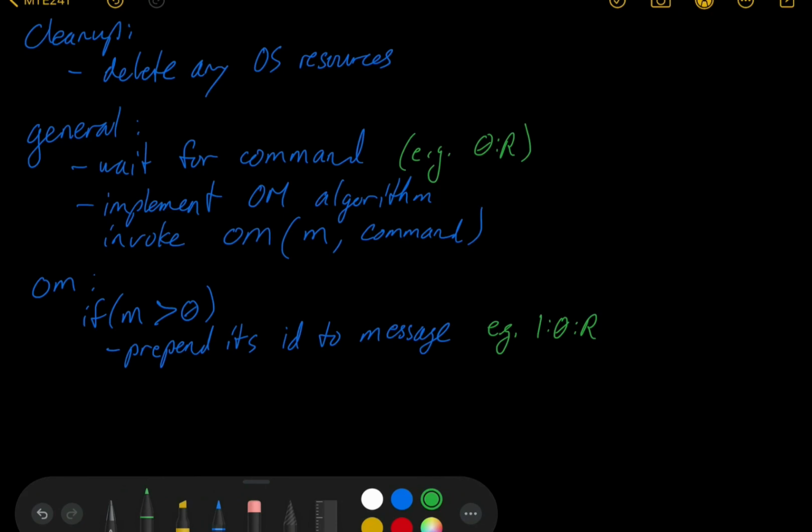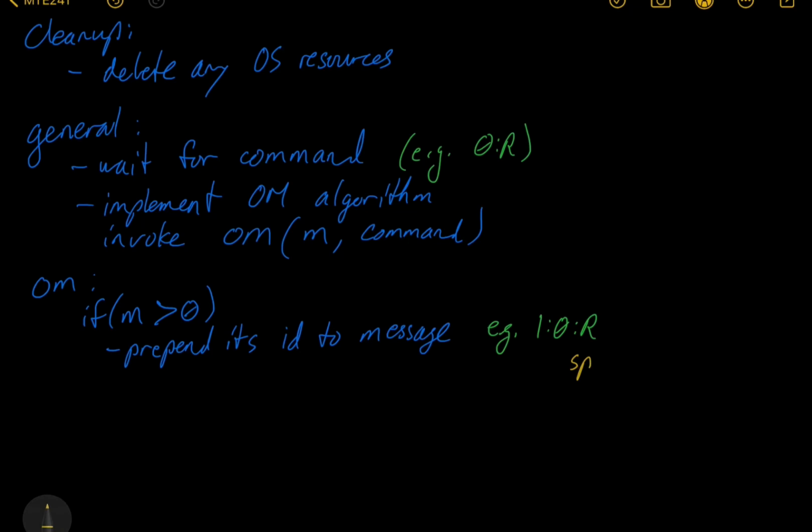And I'll just give another tip here. You can use a function called sprintf. It's like printf, but it's for printing to a string. The first parameter is the string that you want to print into, and then you give it the format string and then any parameters. So sprintf is useful for manipulating messages.